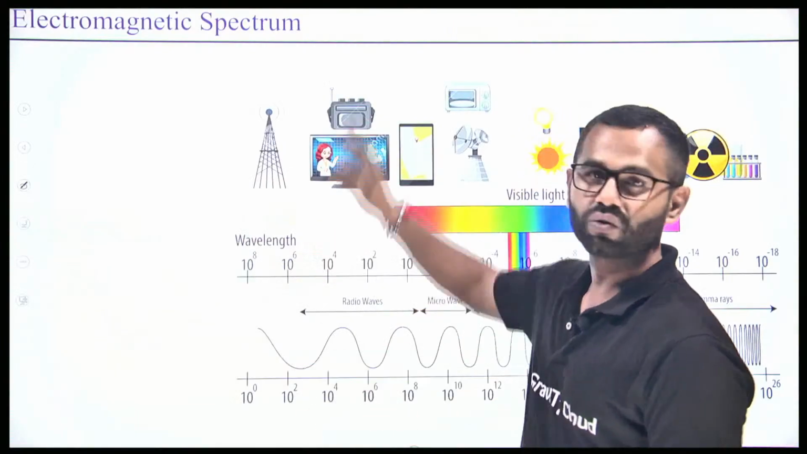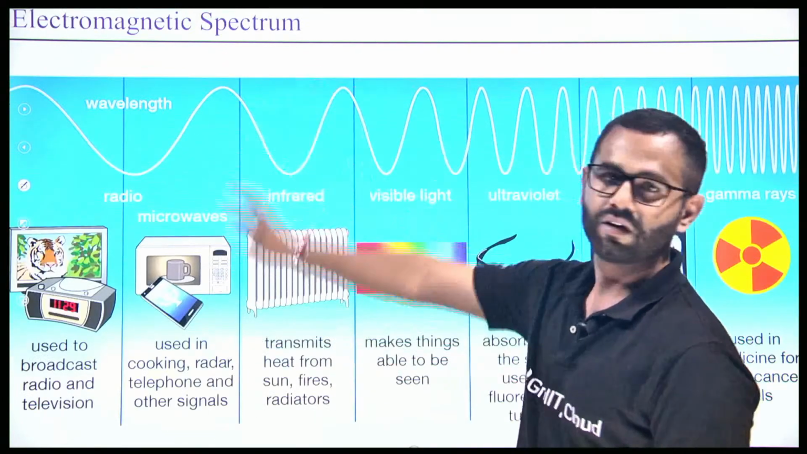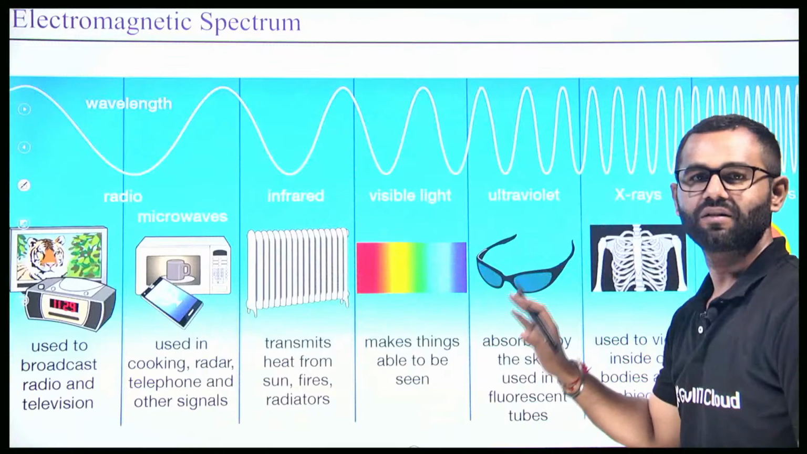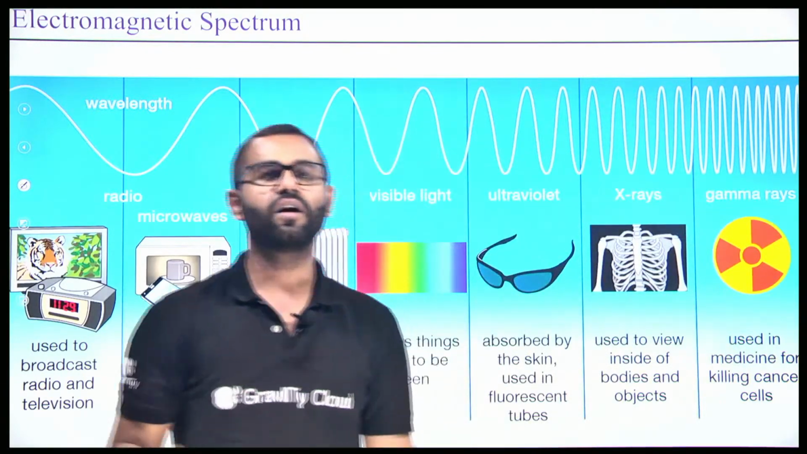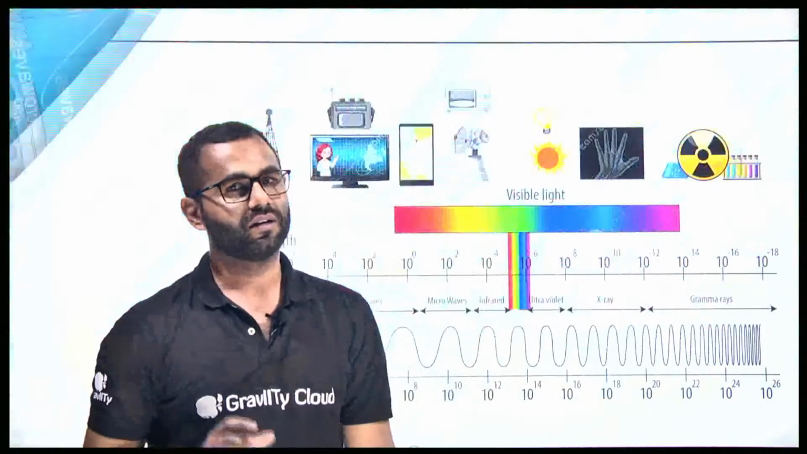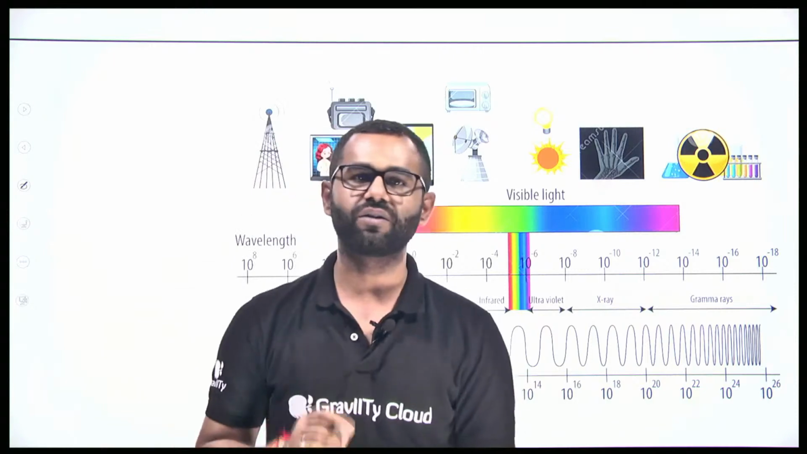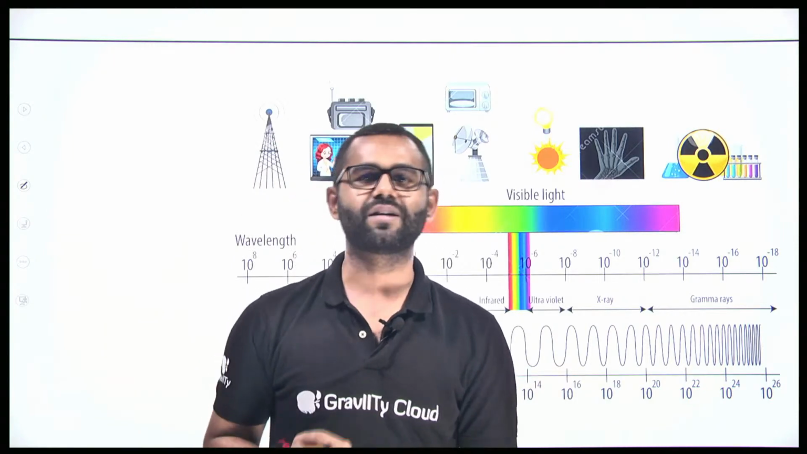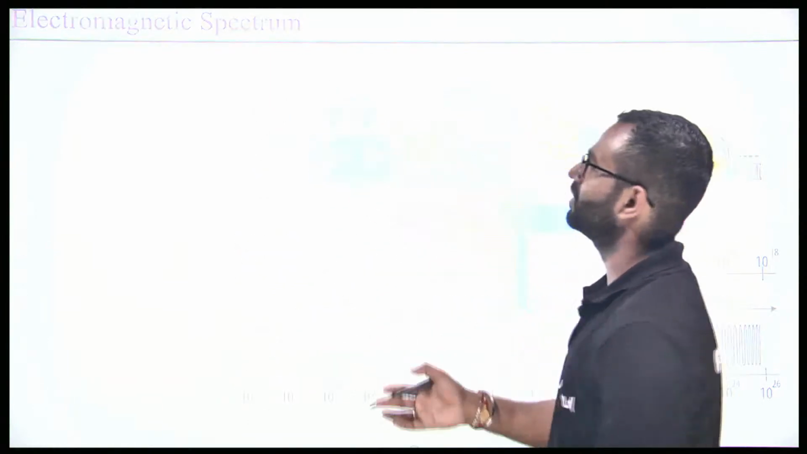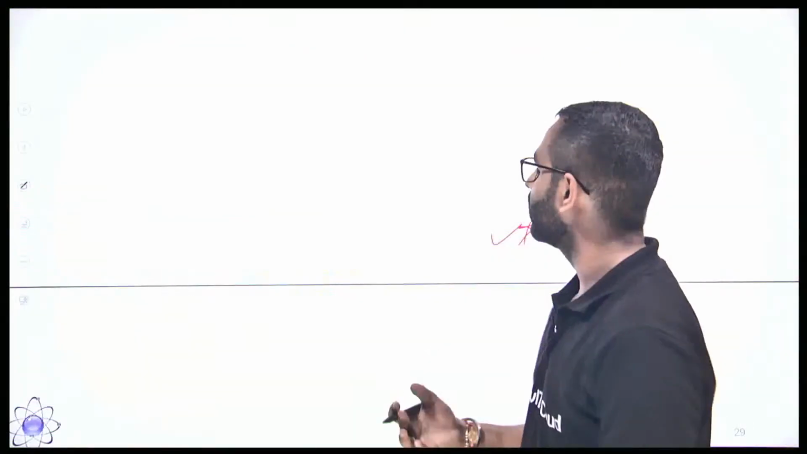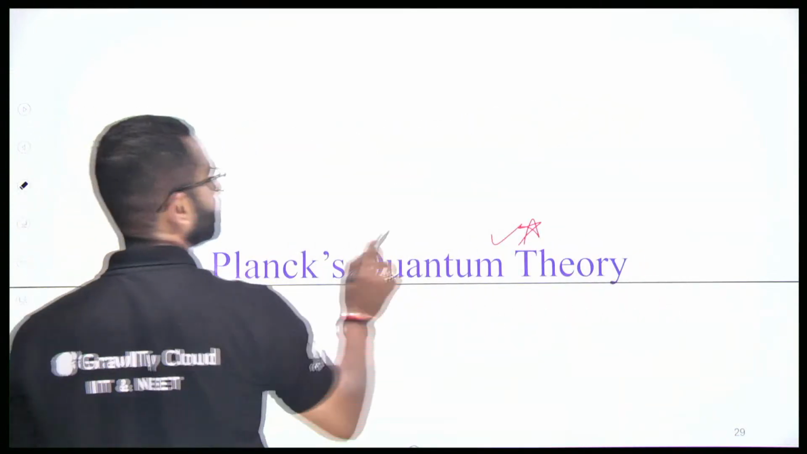In the last class we have gone through the electromagnetic spectrum, right? These things were understood in the last class, where I told you what the EMR spectrum is and what a spectrum actually is. We had also gone through the visible spectrum, which was developed by using visible light. Now let's start with the next topic after the EMR spectrum, and that is Planck's quantum theory.